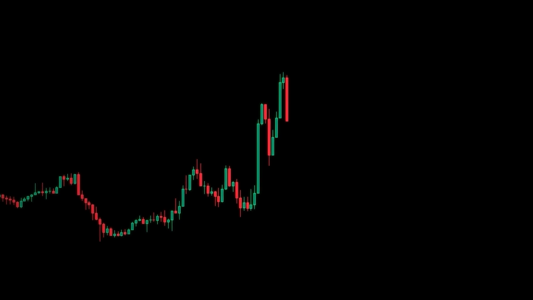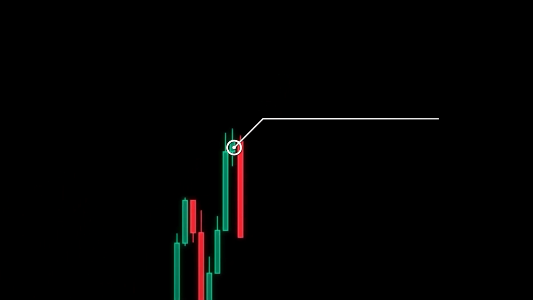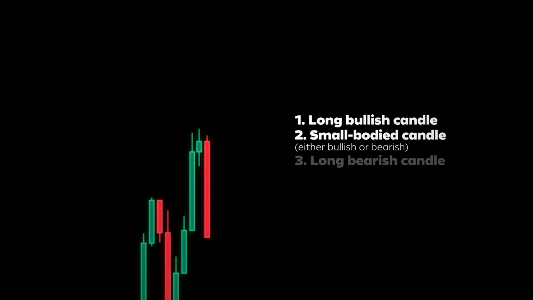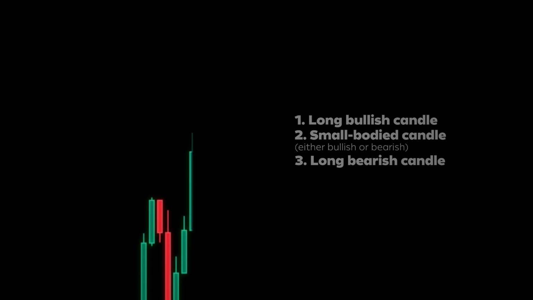Last, we have the evening star. This is the opposite pattern to the morning star. It's really easy to remember. It's a bearish reversal pattern consisting of just 3 candles. The first, a long bullish candle. Then again, a small bodied candle of either bullish or bearish. And finally, a long bearish candle.